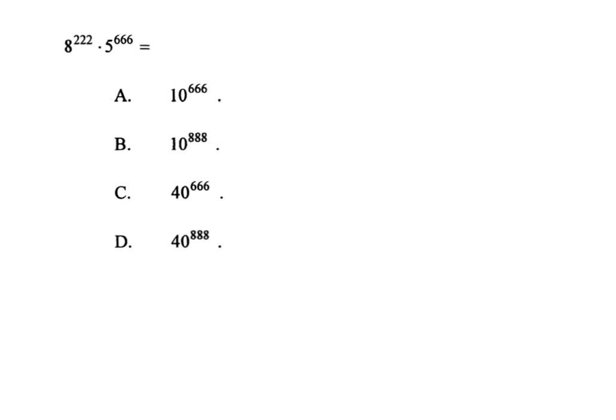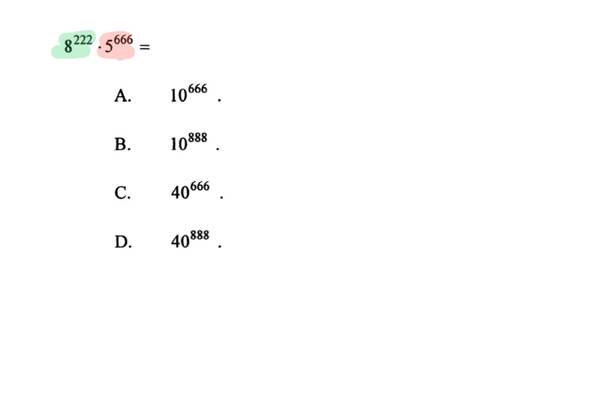This is the first core topic, laws of indices, a super hard question. As you can see, 8 to the power 222 times 5 to the power 666. So how to simplify it? Which is the correct answer? Let me tell you how to do it.